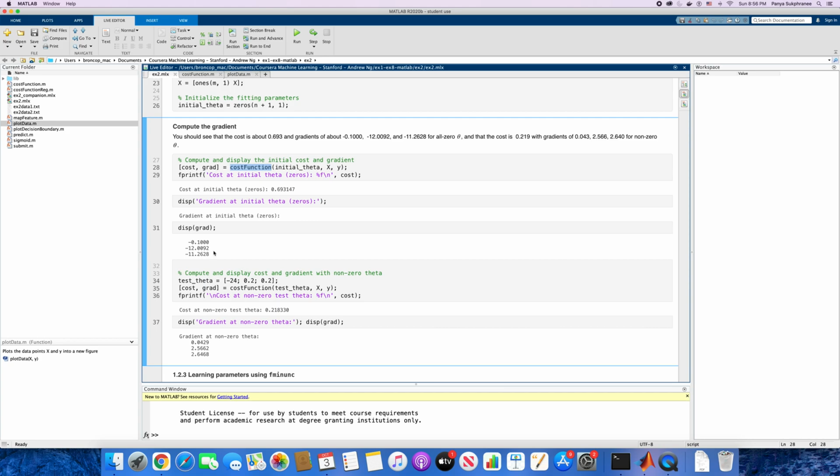Okay. And the resulting answers that we get from filling in this function is correct. They give us values here to verify.